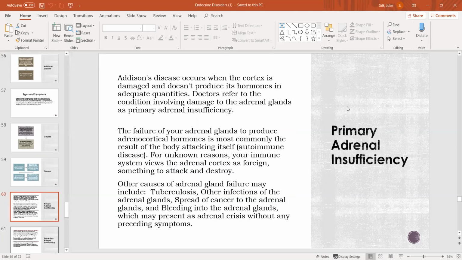So there is a primary and a secondary adrenal insufficiency. Primary is when that cortex part of the adrenal gland is damaged, and so your adrenal glands just don't produce enough because of that. Down towards the bottom here, it talks about other causes, like sometimes people get infections such as tuberculosis or something else more significant, and that could cause that problem. Cancer, bleeding into the adrenal glands, any of those things could cause you to have this.